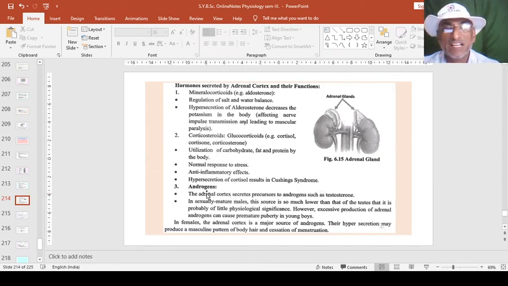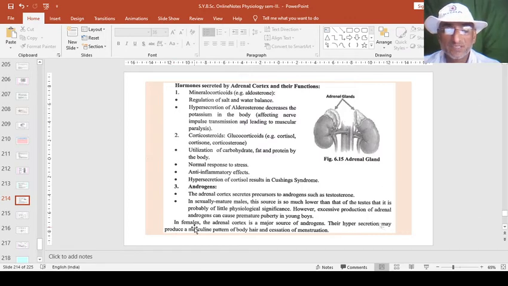Now the third one is androgens. Generally we call them the male hormones. The adrenal cortex secretes precursors to androgens such as testosterone. In sexually mature males, this source is so much lower than that of the testes that it is probably of little physiological significance. However, excessive production of adrenal androgens can cause premature puberty in young boys.